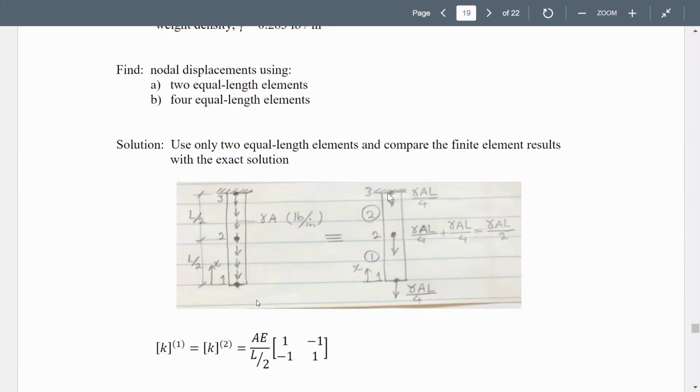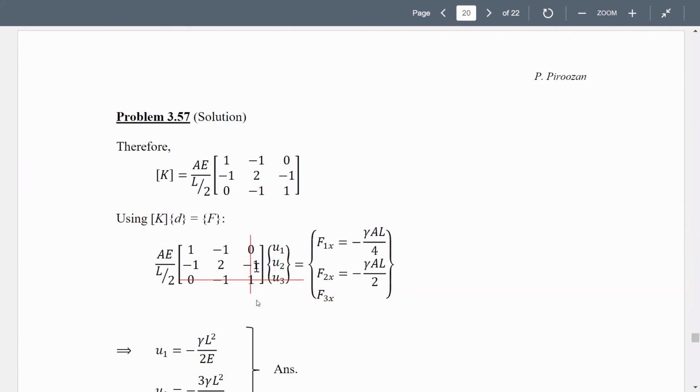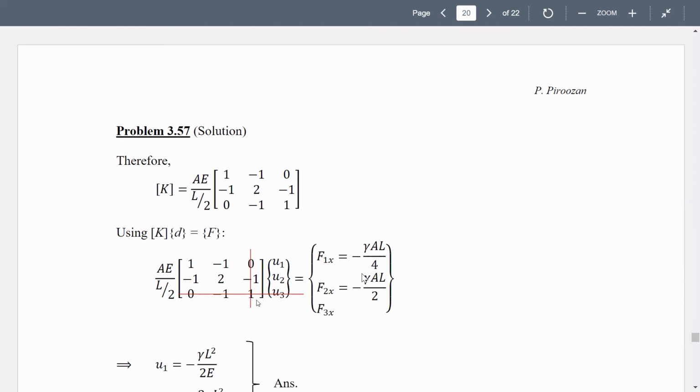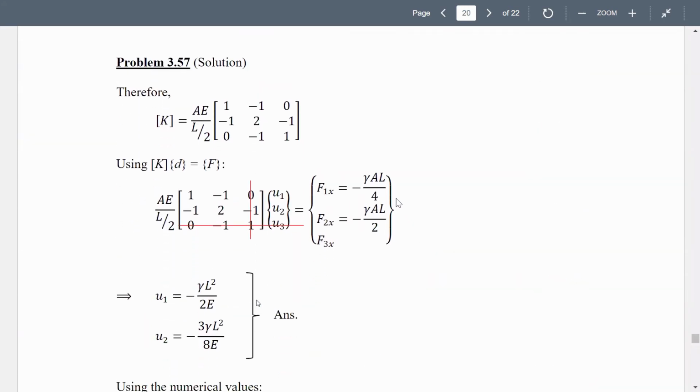Apply the boundary conditions at node 3. This is node 3 here. This is fixed, no displacement. So this is a homogeneous boundary condition. Row and column out. Force boundary conditions, F1x, F2x. This is what we have. F1x is gamma A L over 4 and gamma A L over 2 at node 2. There is a negative sign here because this is downward. So when it is downward, put negative.